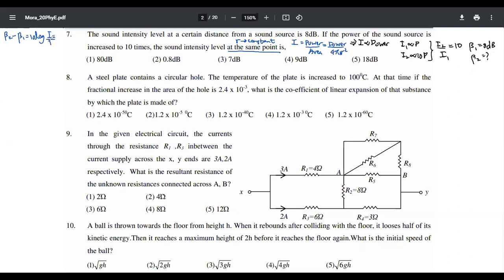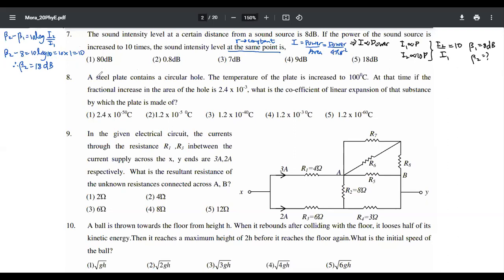When you compare the sound intensity levels between two different points, beta 2 is what we have to find. Beta 1 is 8, 10 log of, what is I2 over I1, people? 10. And what is log 10? 1. 10 into 1, that is 10. So beta 2 is equal to 18 decibels. 18 decibels. You can't make mistakes in these, people.